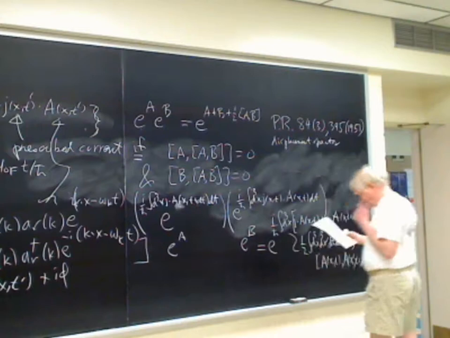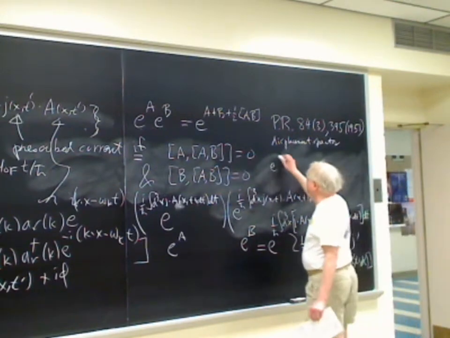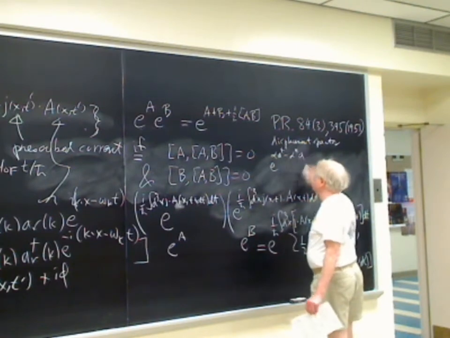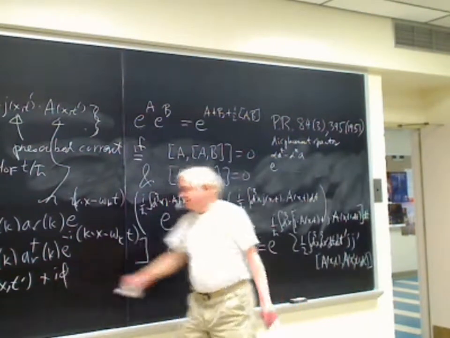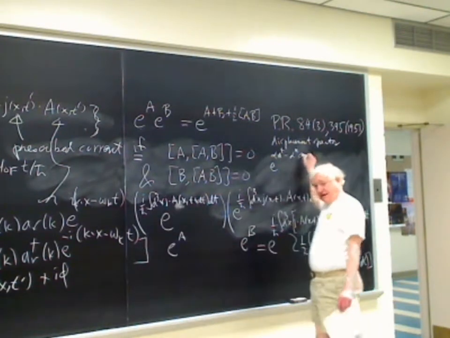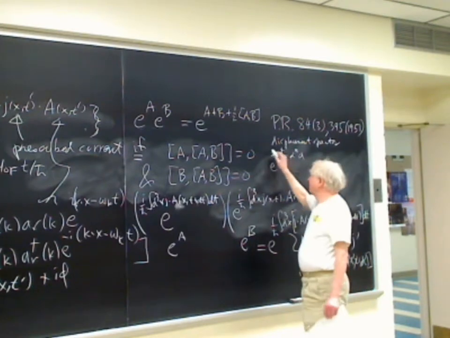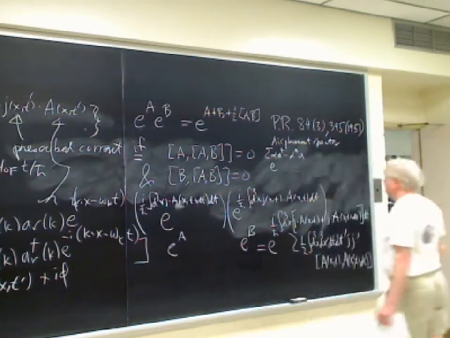And for each mode, it looks like this: e to the alpha A dagger minus alpha star A. That's what this looks like, because it's a linear combination of A and A dagger. Of course, it's summed over all modes and polarizations. So that's what you've got.